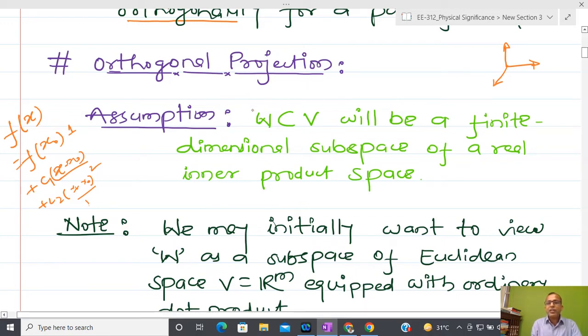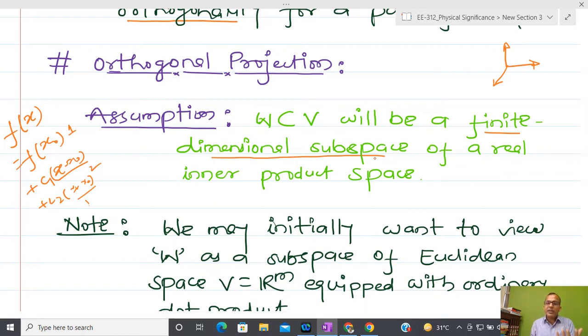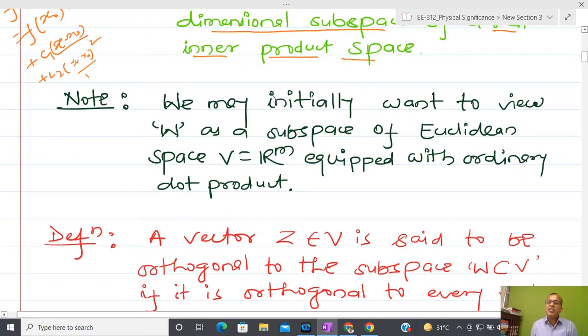So I am assuming that W is a subset of this vector space V. I have some vector space V, and W is a subset of that vector space, and I am assuming that it is a finite dimensional subspace. I have already told you that whenever we talk about a subspace, it has all the properties of a vector space. And I am going to talk here about real inner product space. One can also define complex inner product space, but in this course I am going to limit myself only to real inner product space, where we are just dealing with real numbers.